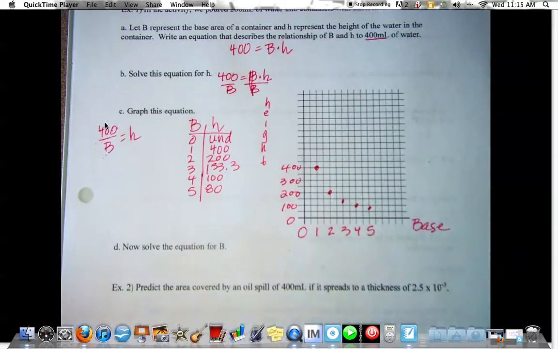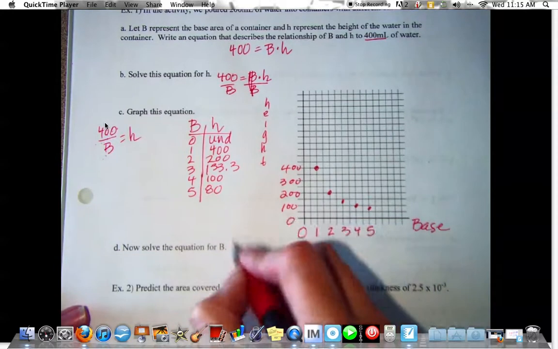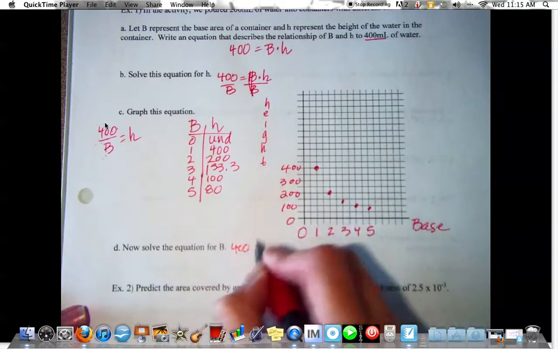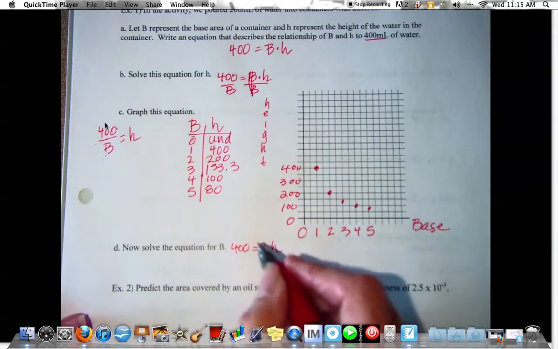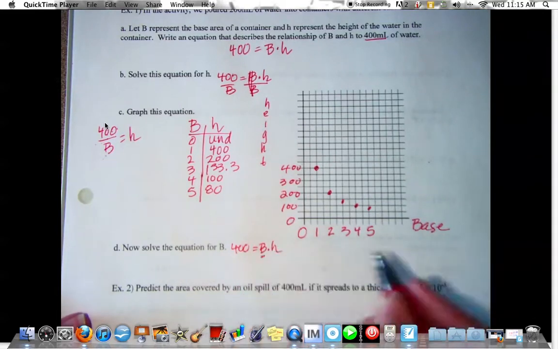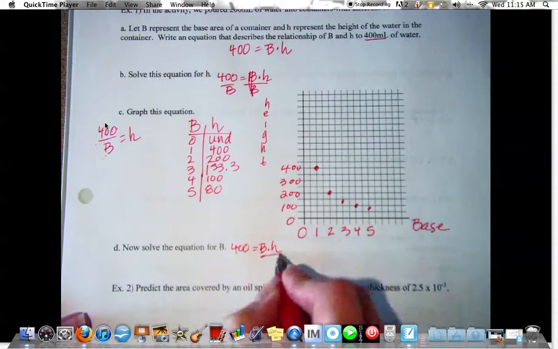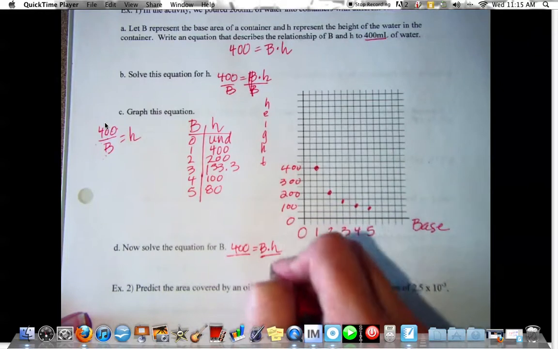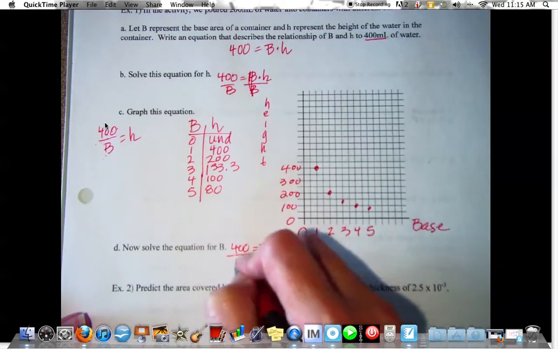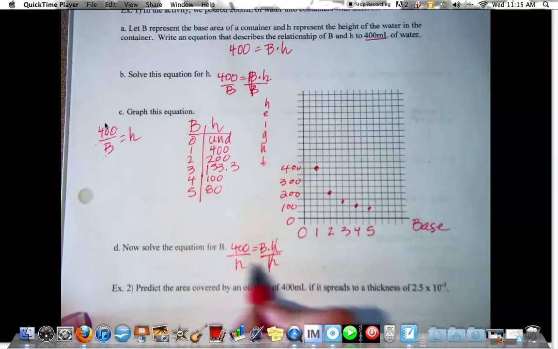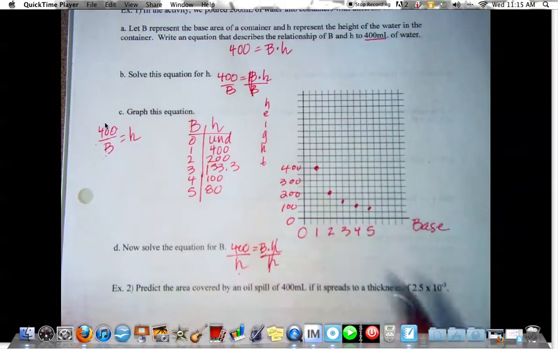Now solve the equation for the base. So we have 400 equals area of the base times the height. We're going to get the base by itself. So you're going to divide both sides by the height. So 400 divided by h gives you the base.